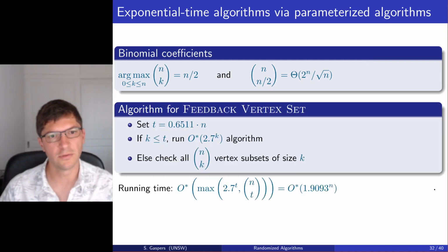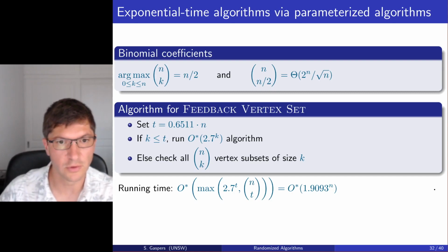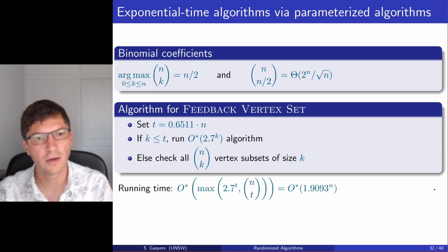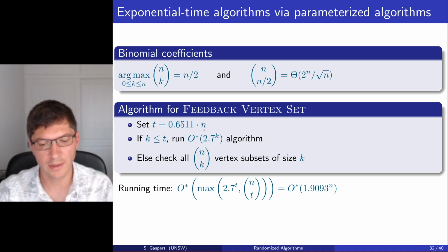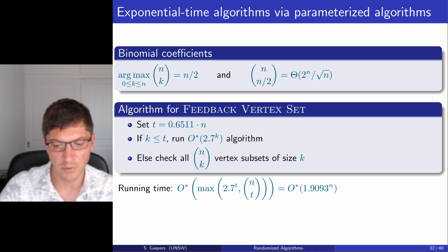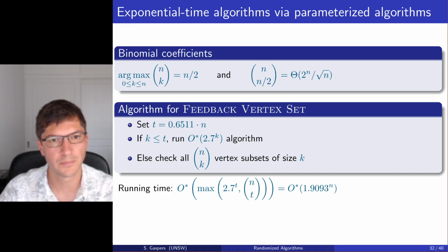Okay, so our algorithm is now the following. So we select some threshold t, which is maybe not 0.6 times n, but 0.6511 times n. Now, if k is at most t, we run the parameterized algorithm. Otherwise, we check all k-sized subsets of the vertex set and check whether that's a feedback vertex set. So now the final running time is, well, the maximum of the two. So it's the maximum among 2.7 to the power t and n choose t.